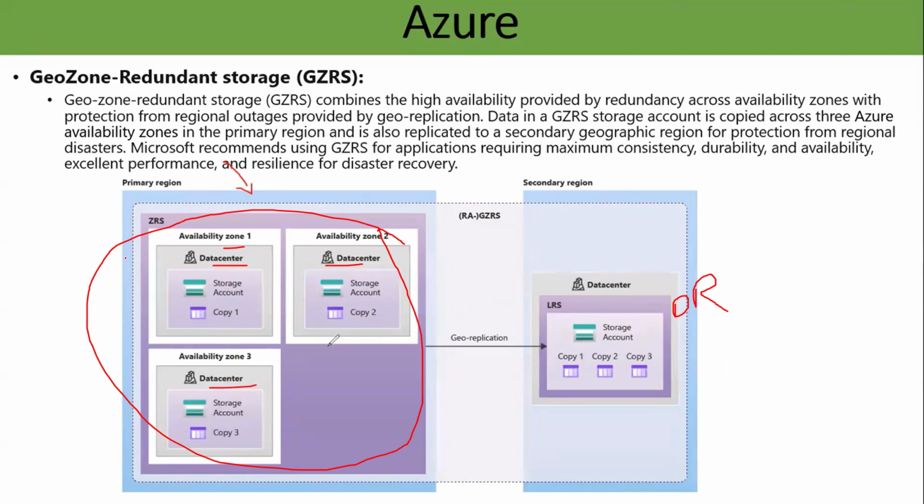Suppose this is Pune, you have four availability zones: north, east, west, south. All the three copies will be maintained in three different sites, like north, east, and west. Apart from this, it will also maintain the geo replication in the other data center, the secondary region in Chennai. And if this also crashes, it will get it from DR.